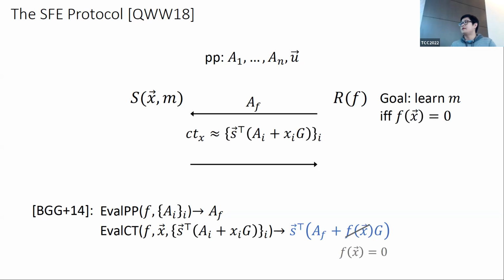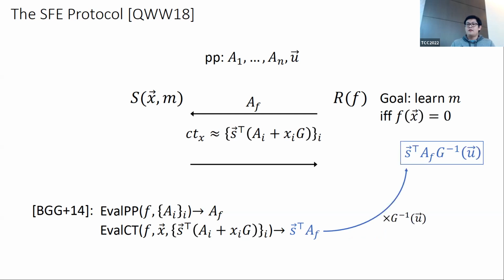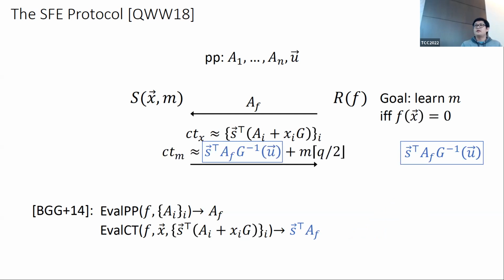When f of x equals 0, this term becomes S times AF, which multiplied with G inverse of U, we get this term in the blue box. And the sender uses it to compute message encoding, using exactly this blue box term to hide the message. So the receiver can subtract those two to recover the message.